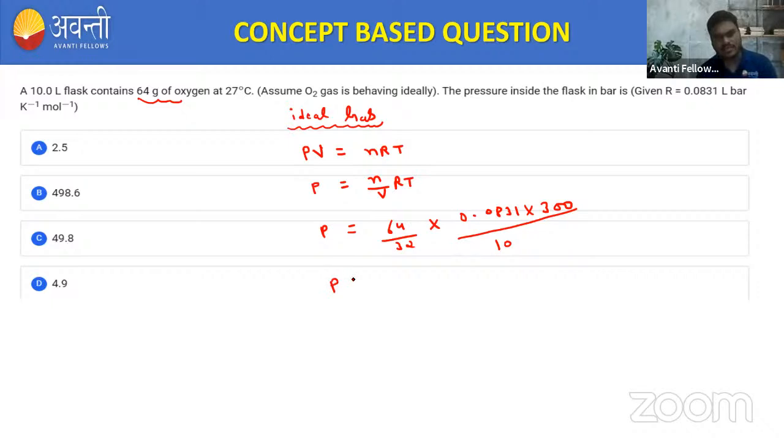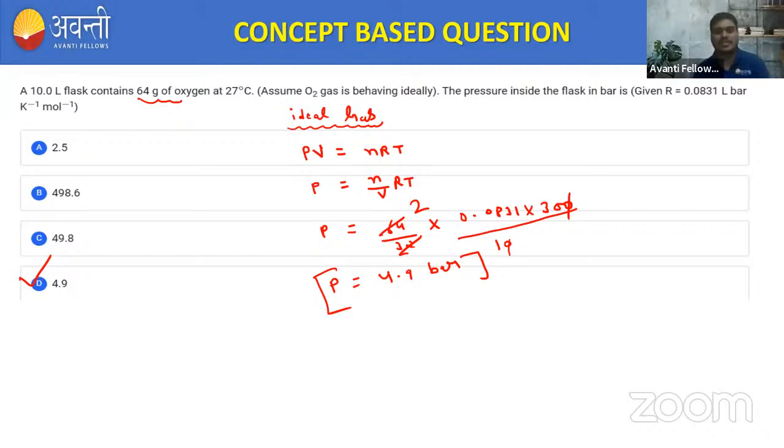On solving, just solve this value. This becomes 2, and just multiply this 300 into 0.0831 into 2. So you get the value 4.9 bar. Right? Okay, so 4.9 bar. Which option is correct, beta? 4.9 bar. So actually option D is absolutely correct.